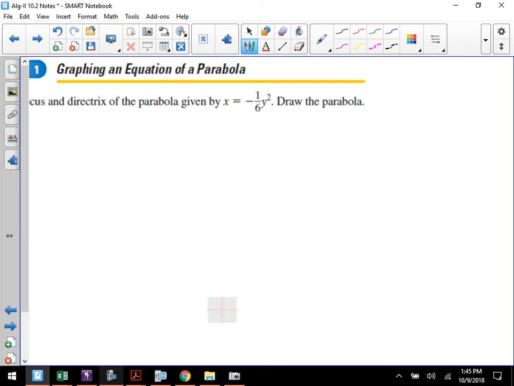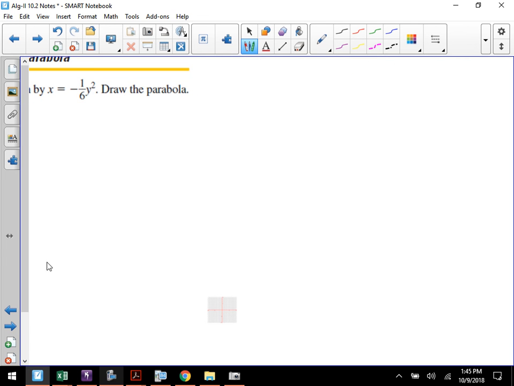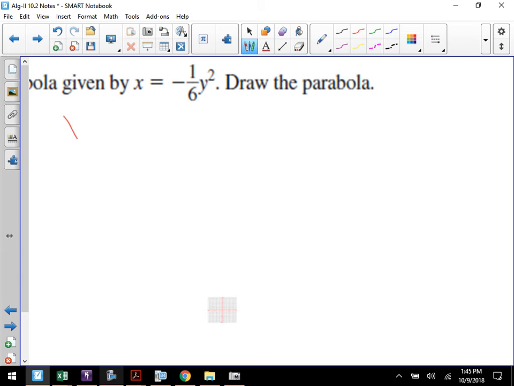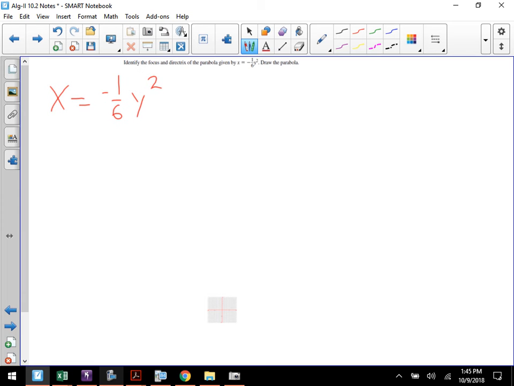I want to identify the focus, directrix, and graph and label this equation: x equals negative 1/6 y squared. I want to do everything. I'm going to graph it, identify where the focus is and where my directrix is. I don't have to worry about my vertex because my vertex today is always going to be where? 0, 0. So it's no big deal. Yes, ma'am.